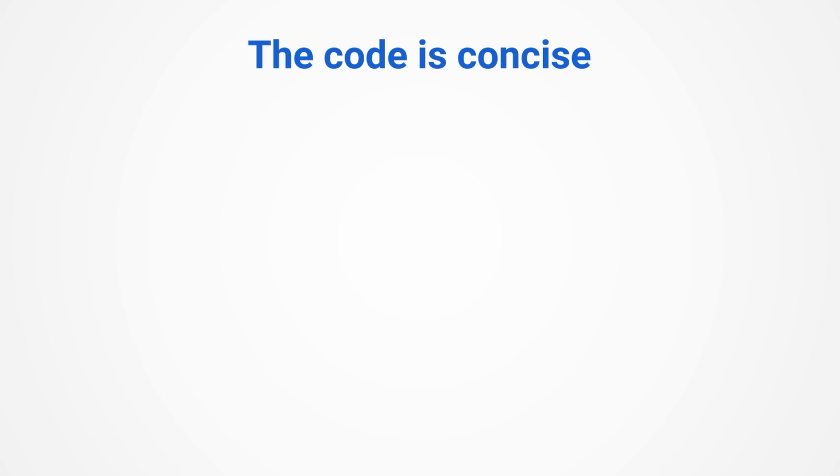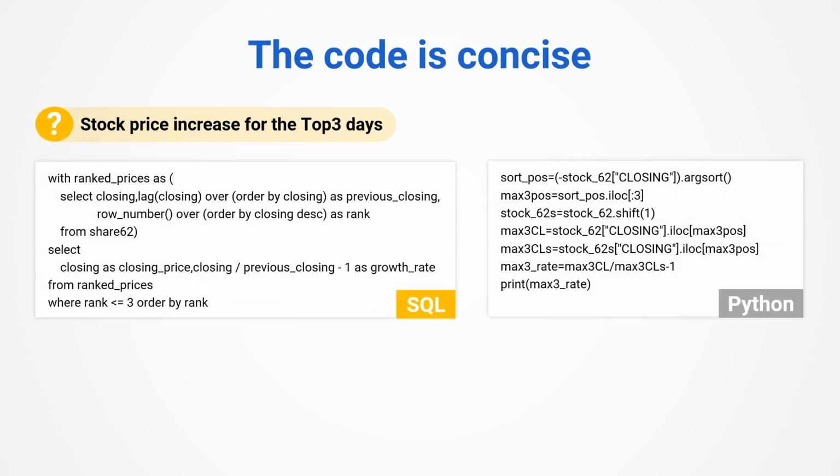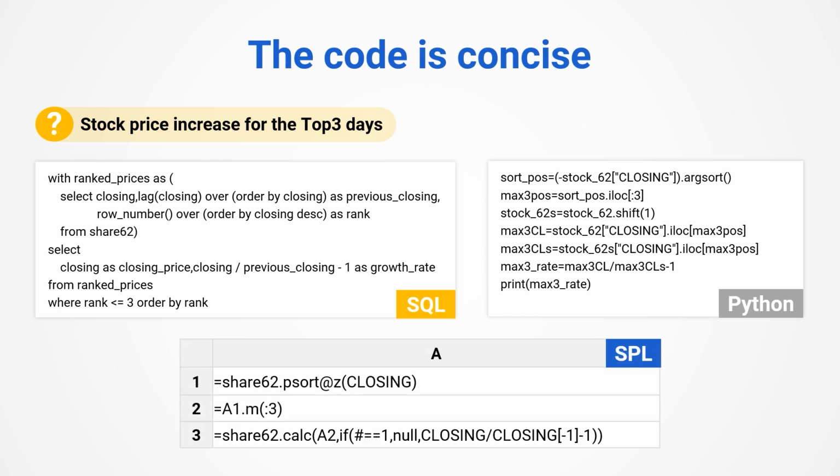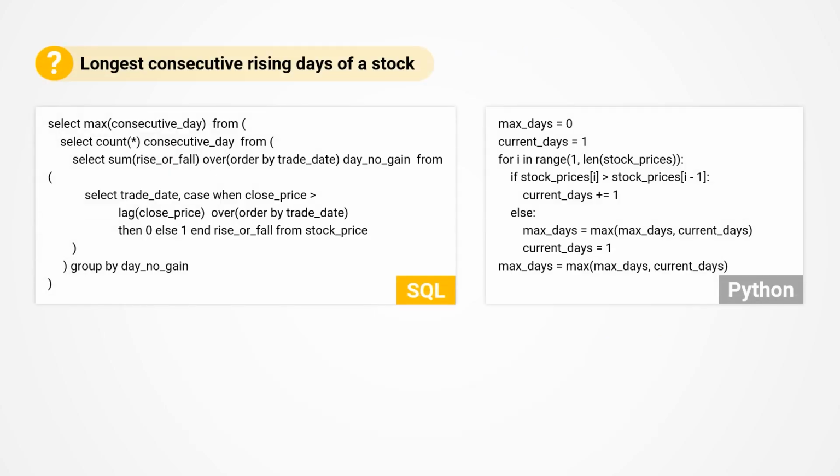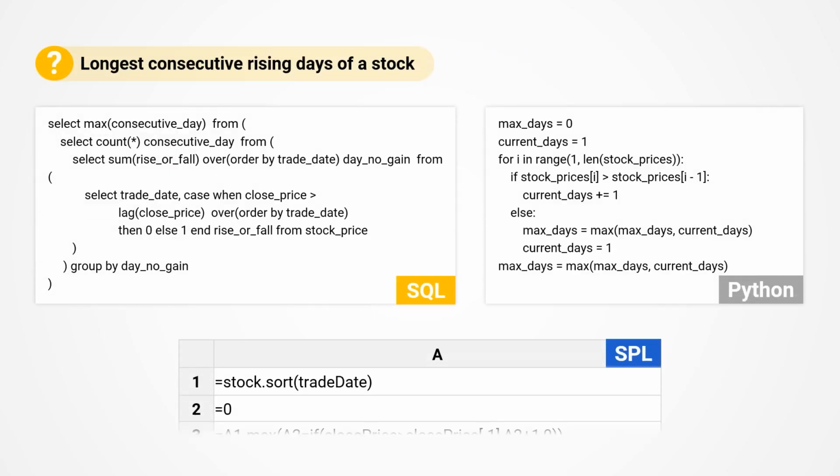Previously we mentioned the difficulty of writing with SQL and Python: the stock price increase for the top 3 days. SPL provides more professional ordered calculations, and the code is easy to write. The longest consecutive rising days of a stock: SPL appears simpler, and does not require an explicit for loop.